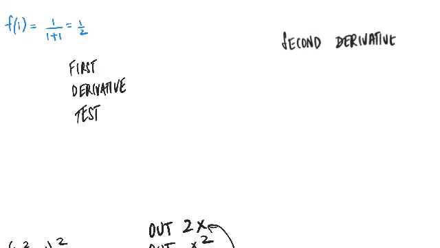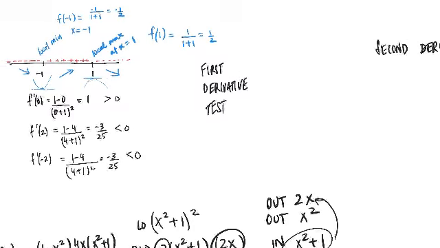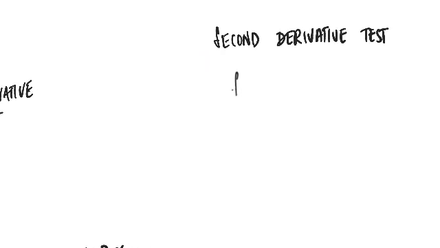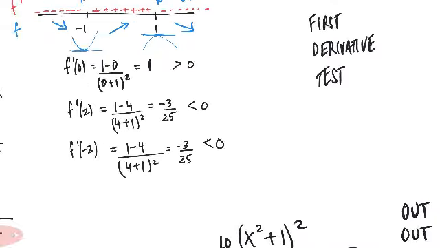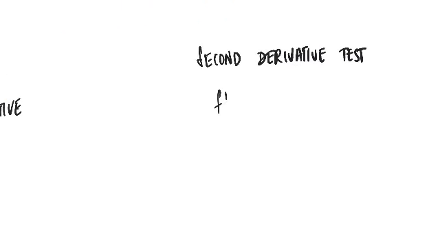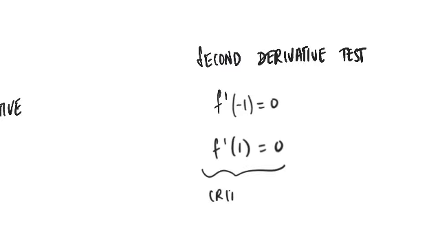In this problem, honestly, the second derivative is complicated enough that I feel like it's not a big benefit, but I just want to show you that the second derivative test says that if you find the critical points, right, so f prime was 0 at negative 1 and 1, so I have f prime of negative 1 equals 0 and f prime of 1 equals 0. These are the critical points of the function f.